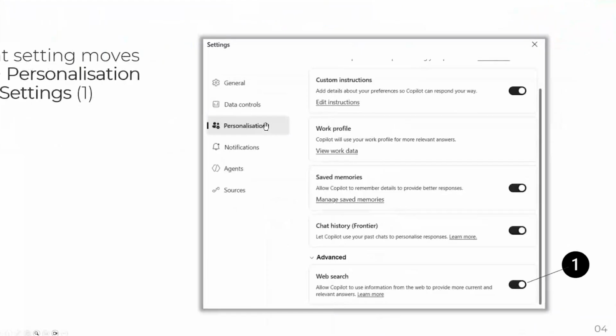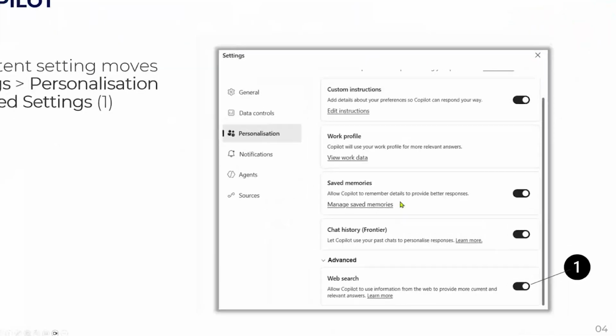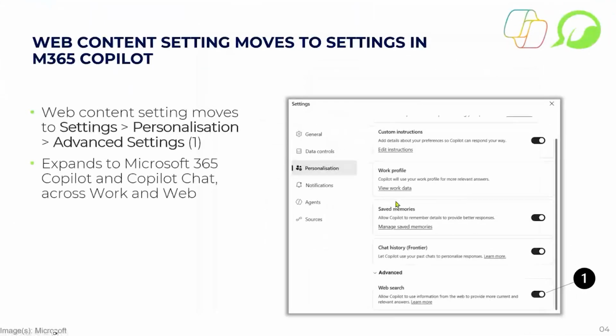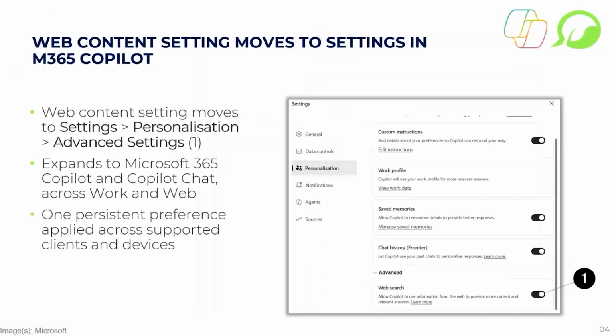We have gone to personalization, and we've scrolled to the bottom, and this is collapsed normally, the advanced option in there. And here you can turn on or turn off the web search, and it's a persistent setting that affects everywhere. So just be aware of that. It might be that you just want your Copilot, for whatever you're working on today, to focus just on internal stuff, and you can turn that off.